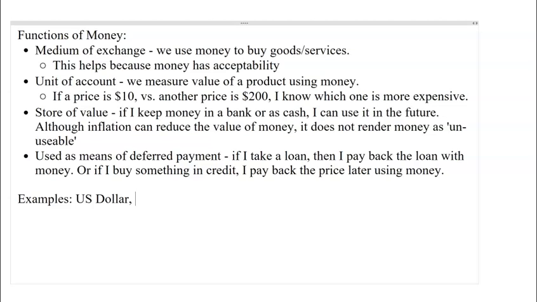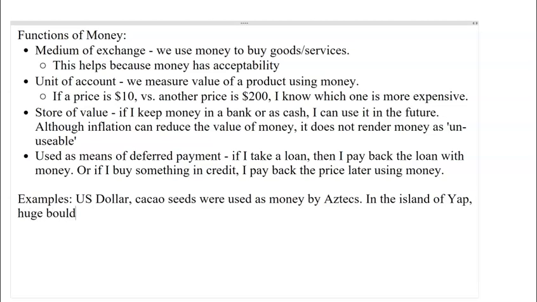Now, currency is not always money. Other products were used as money. For example, cacao seeds were used as money, or as currency, by the Aztecs. It helped to fulfill all these four functions. In the island of Yap, huge boulders, huge pieces of rock, were used as money.